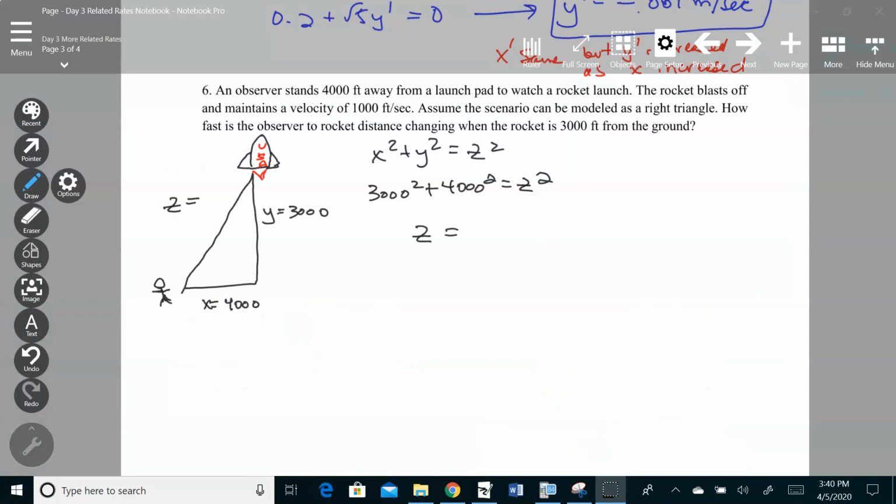Okay, another word problem. Again, I'm going to draw my picture of my observer that's standing 4,000 feet away. That's the x value away from the launch pad of this rocket. And the rocket goes 1,000 feet per second. I want to figure out how the distance between them is changing when the rocket is 3,000 feet off the ground. So right now I have x equals 4,000, y equals 3,000. Z I have to figure out by using my Pythagorean theorem. If I do 3,000 squared plus 4,000 squared equals z squared, I get z is equal to 5,000. So right now z is 5,000.